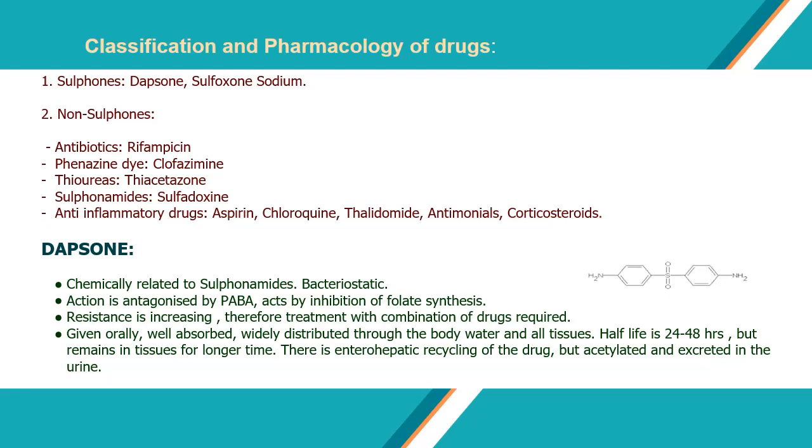broadly classified depending upon their structure. The first classification is sulfones. In this, the major drugs are dapsone and sulfoxone sodium. Dapsone is a major drug. And the second classification is non-sulfones, where several classes come under this classification, like the antibiotic rifampicin or the phenazine clofazimine, or thioureas like thiocetazone, or other sulfonamides, or anti-inflammatory drugs like aspirin or corticosteroids for the treatment of leprosy.